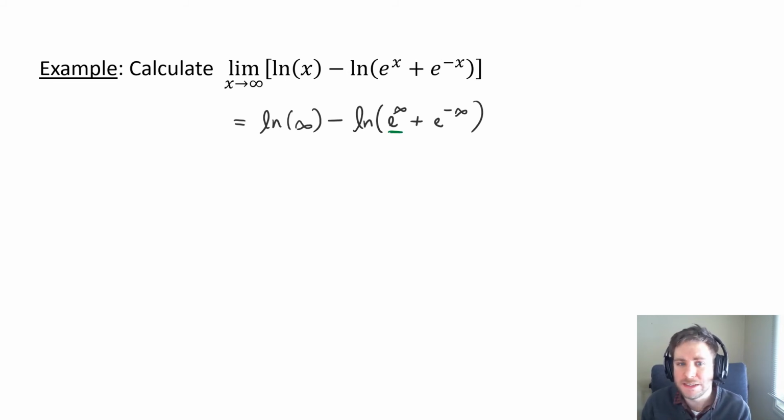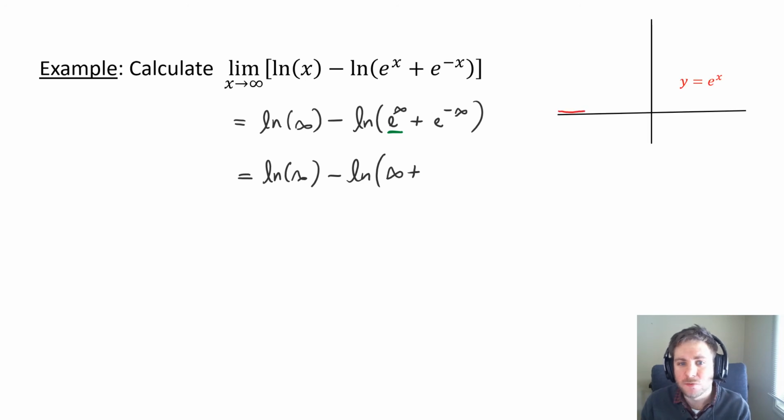Let's examine this e to the infinity. We saw before that this could be interpreted as infinity, and the reason for that was because when we look at the graph of e to the x, we can see that the y value is going to infinity when x goes to infinity. To figure out the behavior of the e to the minus infinity, we can make a similar consideration. Just check the behavior of the y value when x goes to negative infinity. In this case, we can see that y is getting closer to 0, so that's the value we put in for e to the minus infinity.